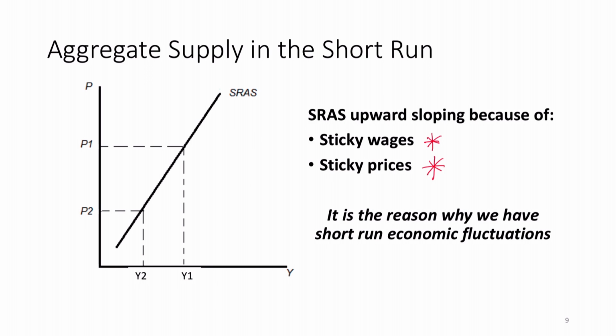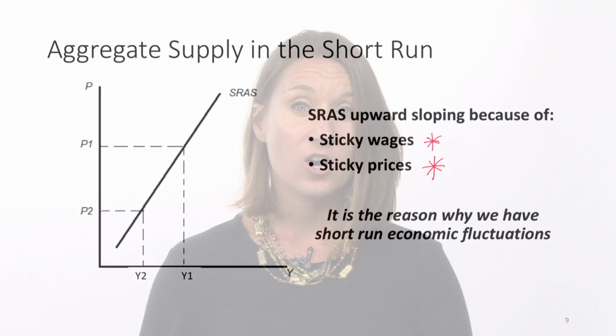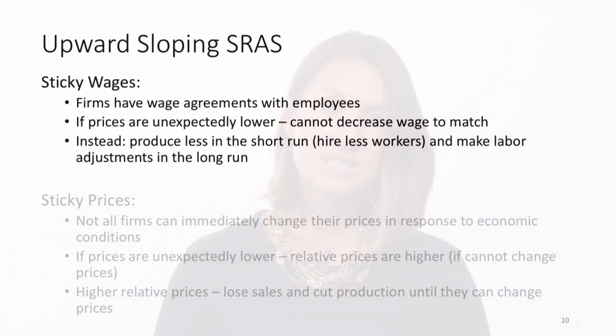So because we have an upward sloping short-run aggregate supply curve, that's going to cause and explain why we have short-run economic fluctuations or business cycles in the economy. Let's explore in a little bit greater detail what we mean by sticky wages and sticky prices. Sticky wages specifically tell us that wages cannot directly adjust right away for changes that we have in the economy.